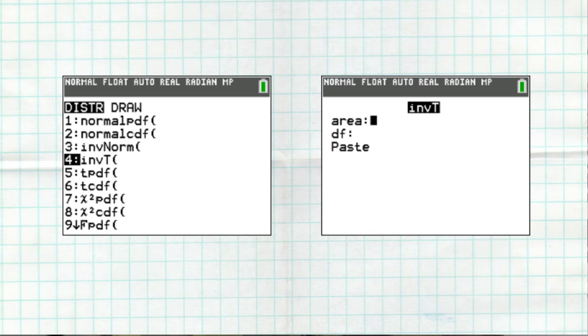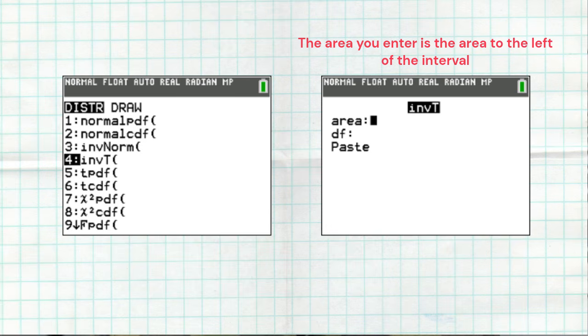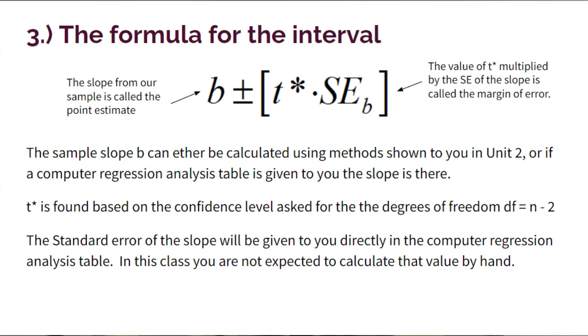For example, for 95% confident, the area that it wants at the bottom is that bottom 2.5%. And then it's also going to ask for your degrees of freedom, which is your sample size minus 2 when you're working with slope. And then the other value that we're going to need to multiply that t star by is our standard error of the sample slopes.